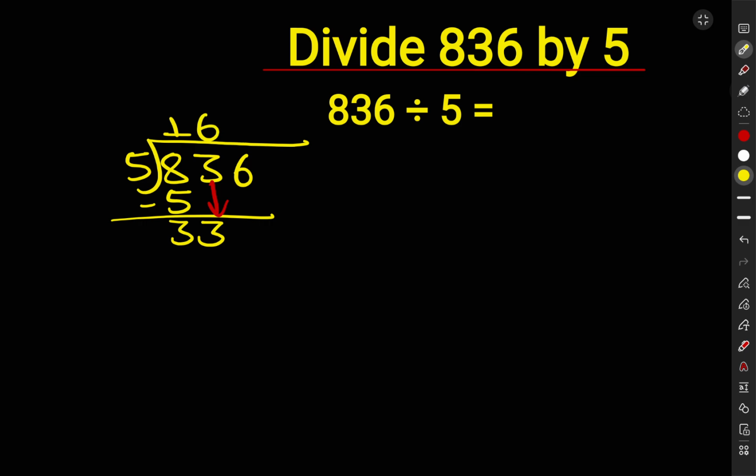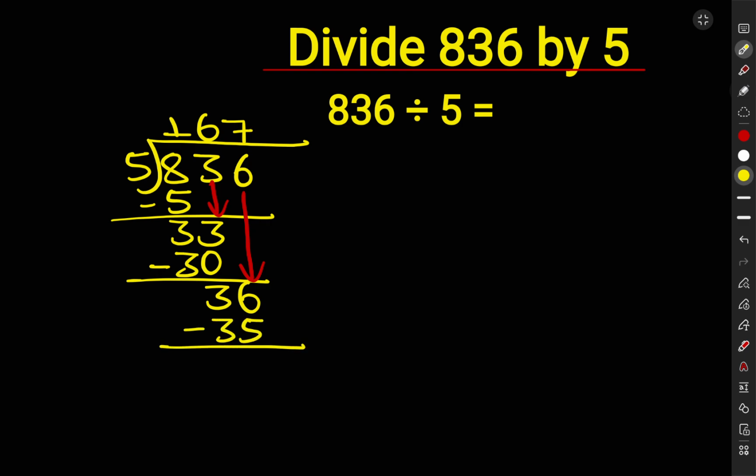5 times 6 is 30. On subtracting we get 3. So again we put down this 6 and it is 36. 5 times 7 is 35. On subtracting we get 1.